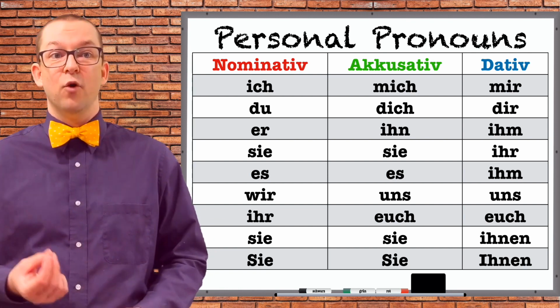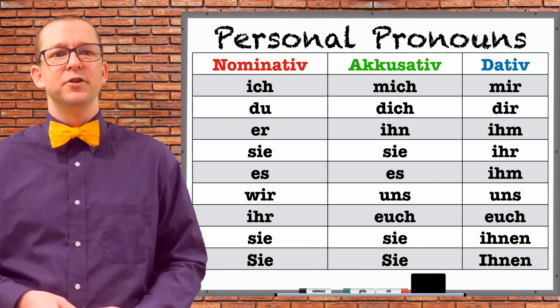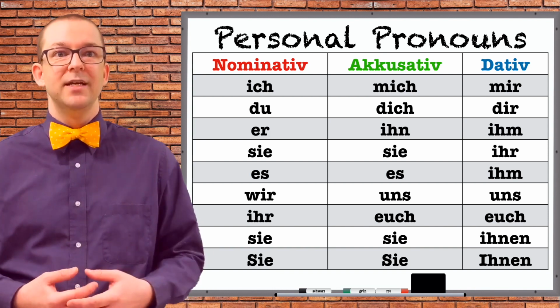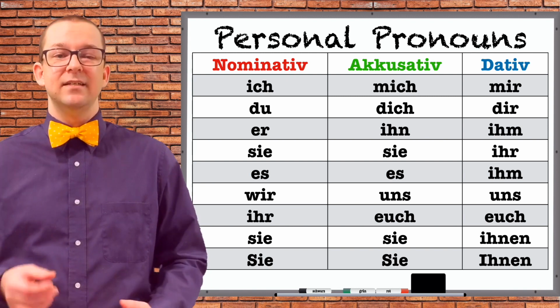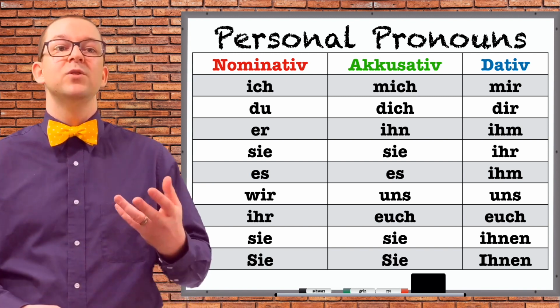The dative me form is mir. The dative version of du, the you singular, is dir. And when ihr, the you plural, is dative, it becomes euch.